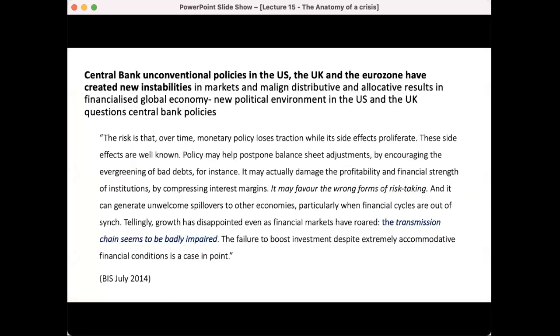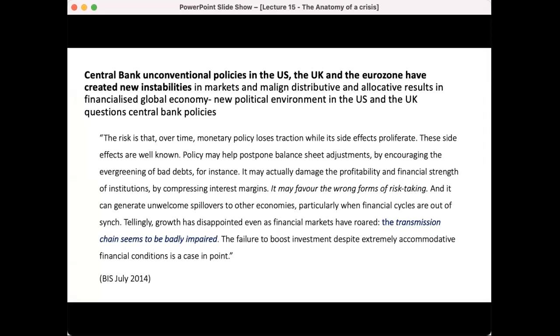Well, we've met the Bank of International Settlements before, and this is a statement in the report from 2014 on the impact of central bank policies. And the BIS state, the risk is that over time monetary policy loses traction while its side effects proliferate. These side effects are well known. Policy may help postpone balance sheet adjustments by encouraging the evergreening of bad debts.